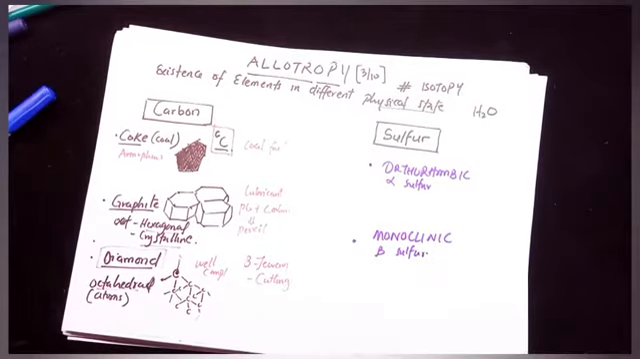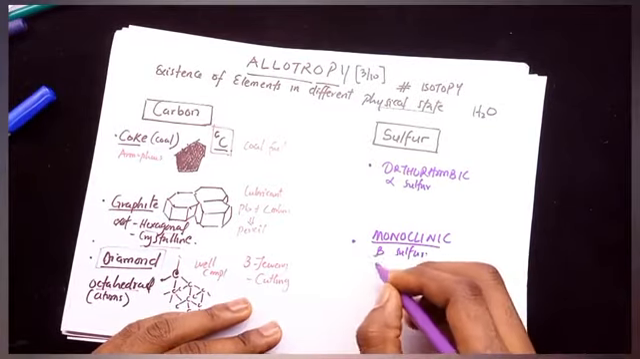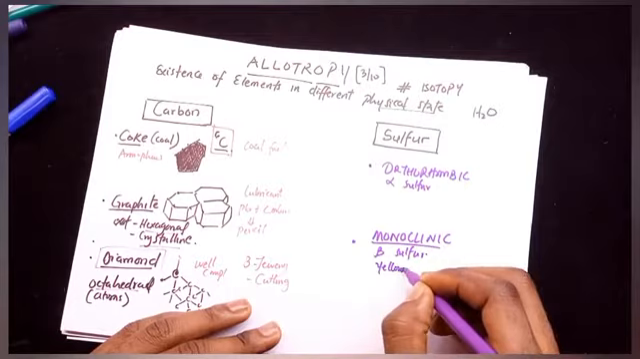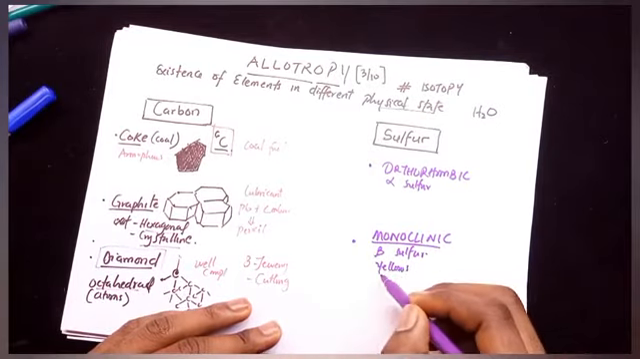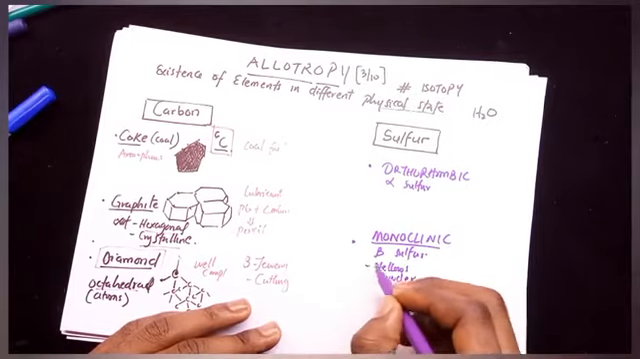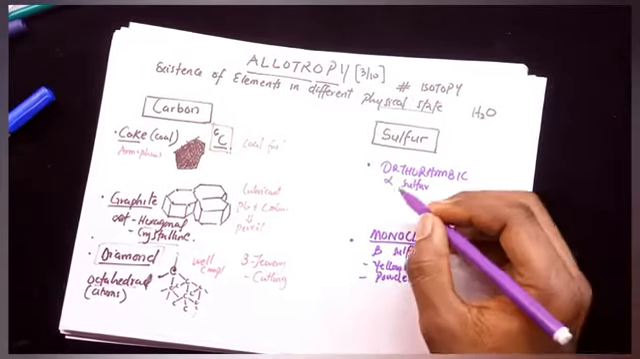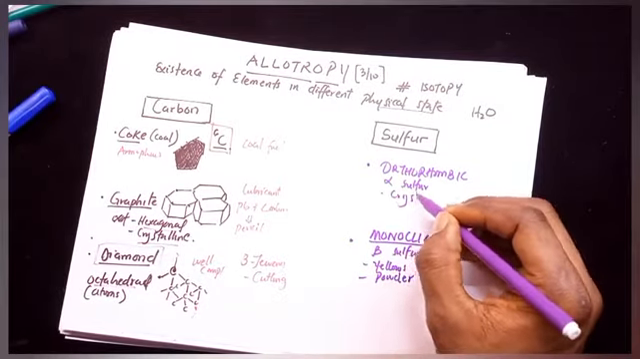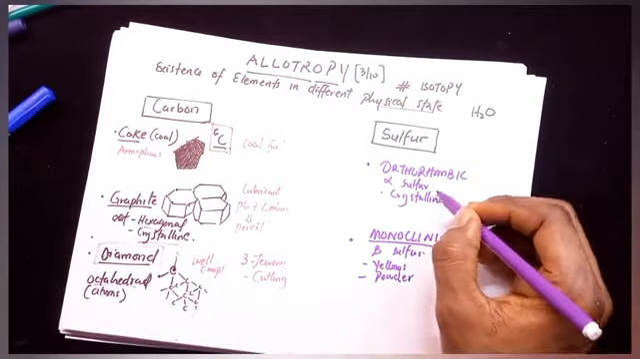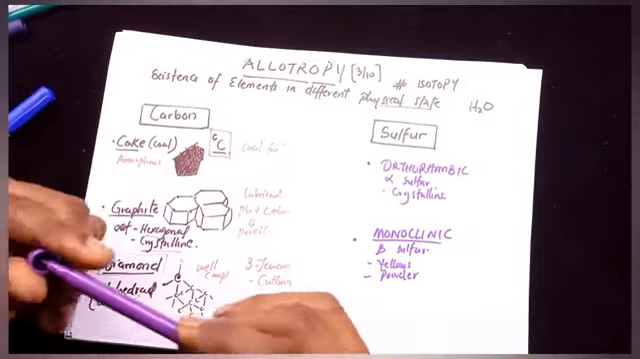Monoclinic sulfur is of less value. It is yellowish, solid or powder. Powders are solids after all. So it's a yellowish powdery substance. Orthorhombic sulfur is crystalline. It is important to note this because it has been so frequent in your exam.